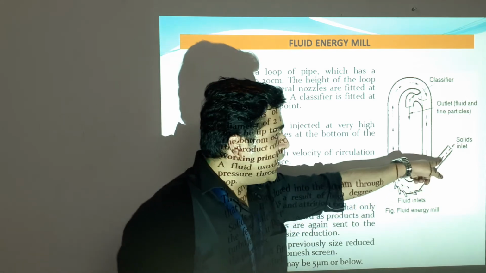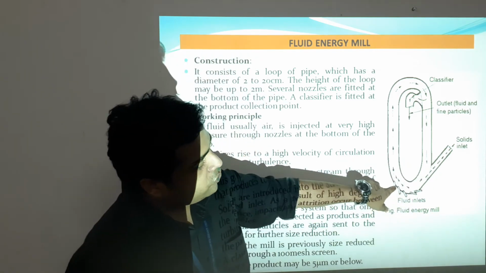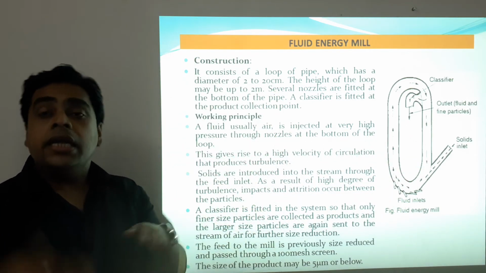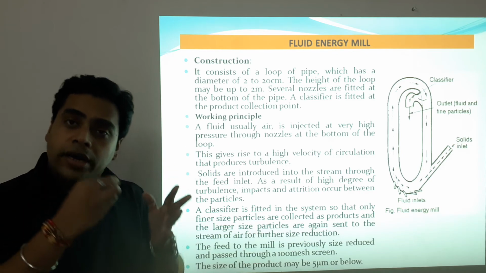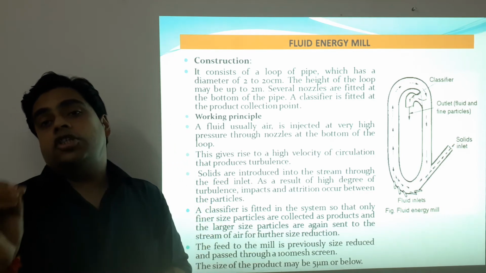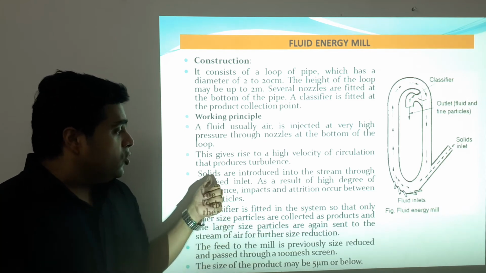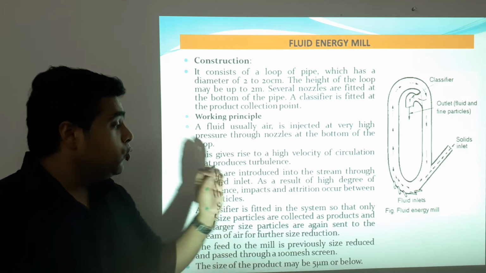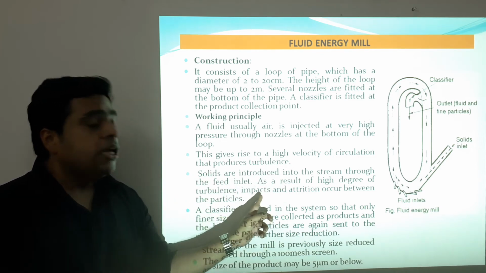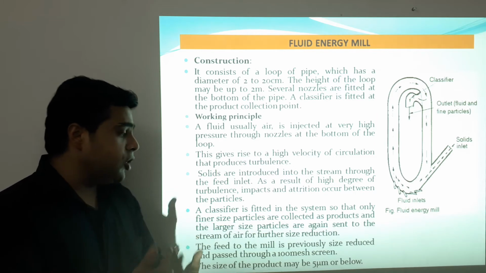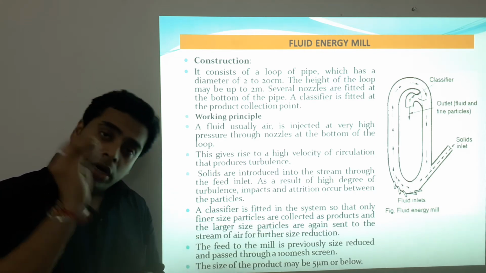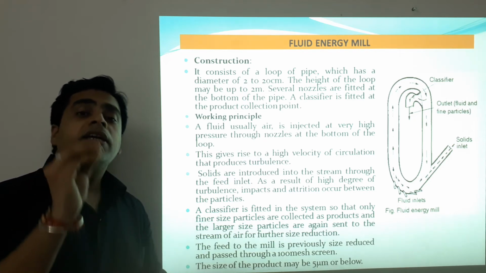So when solid is introduced from here and fluid is introduced from here, the high velocity of air drives the solid. The solids collide with each other in the gust of air, and size reduction is achieved. Solids are introduced into the stream through the feed inlet. As a result, a high degree of turbulence causes impacts and attritions between the particles, and predominantly it is attrition because the particles are already quite fine.